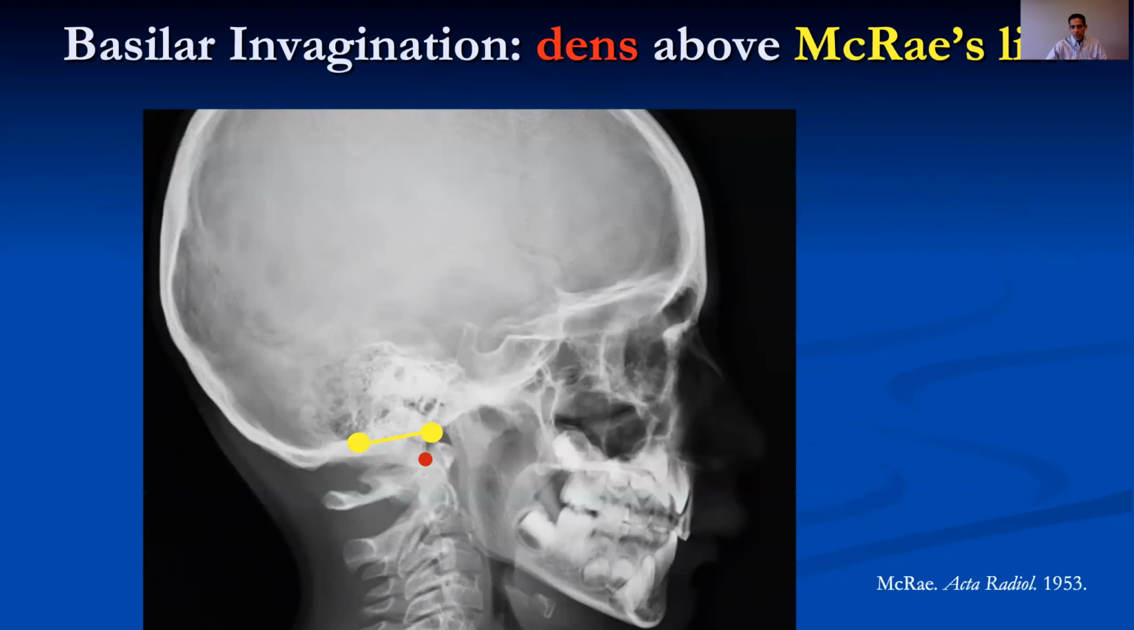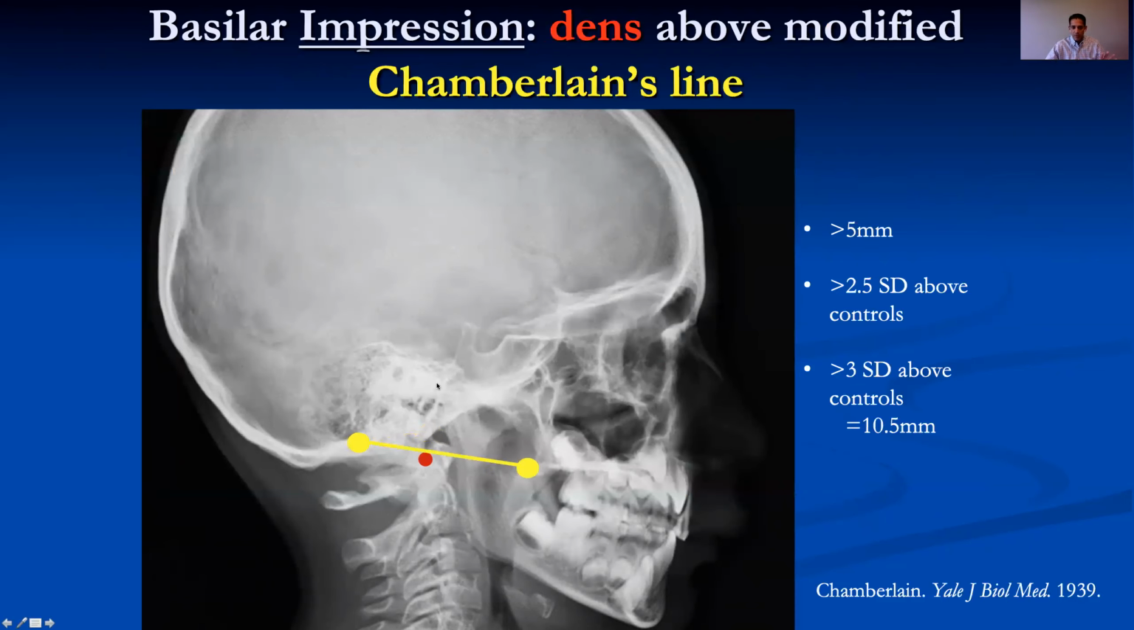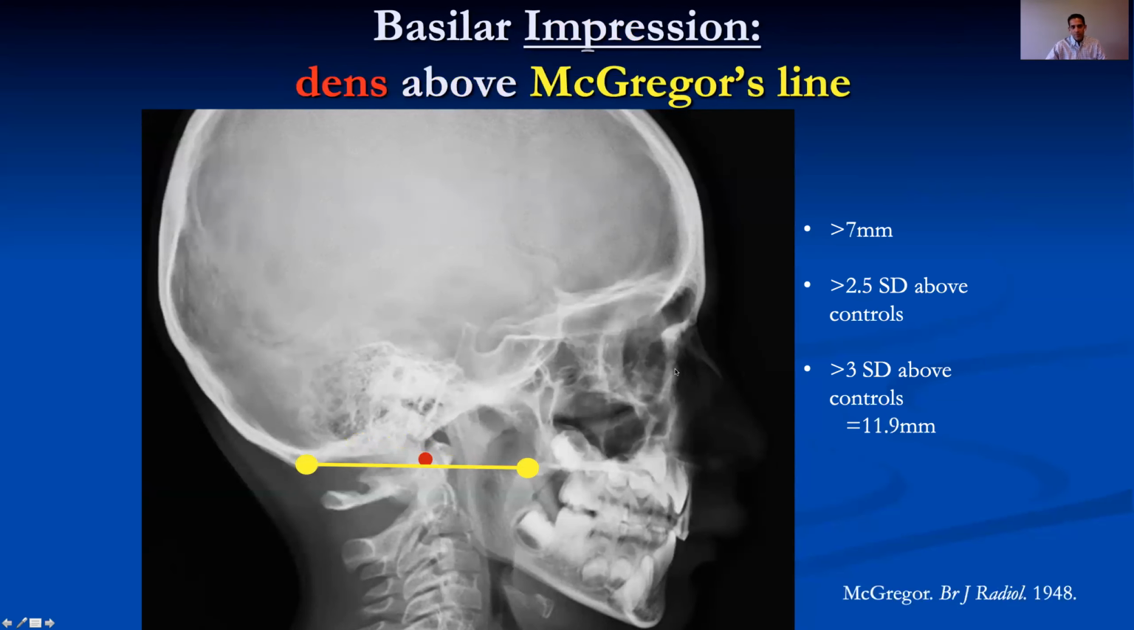So basilar invagination was defined as the dens, or that peg, extending above McRae's line. Here, we've indicated McRae's line in yellow. And if the base of the dens isn't past this line, that's okay. So this X-ray is fine. And again, another definition is if the dens occurs above Chamberlain's line. So the red dot is not above this line; this X-ray is okay. And these are some of the criteria for diagnosis. And then basilar impression is when the dens occurs above McGregor's line.